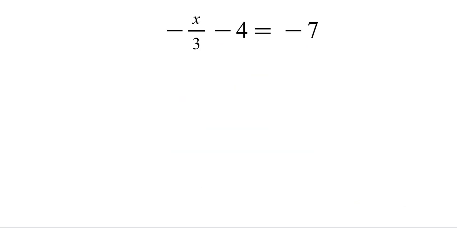All right, here's the last one we'll do. The thing that is least attached to the variable, but still on the same side of the equal sign, is the minus 4. So we'll add 4 to both sides to get rid of that, giving us negative x over 3 is equal to negative 7 plus 4. Well, negative 7 plus 4 is just negative 3, right? If you owe me $7 and you give me 4, now you only owe me 3.